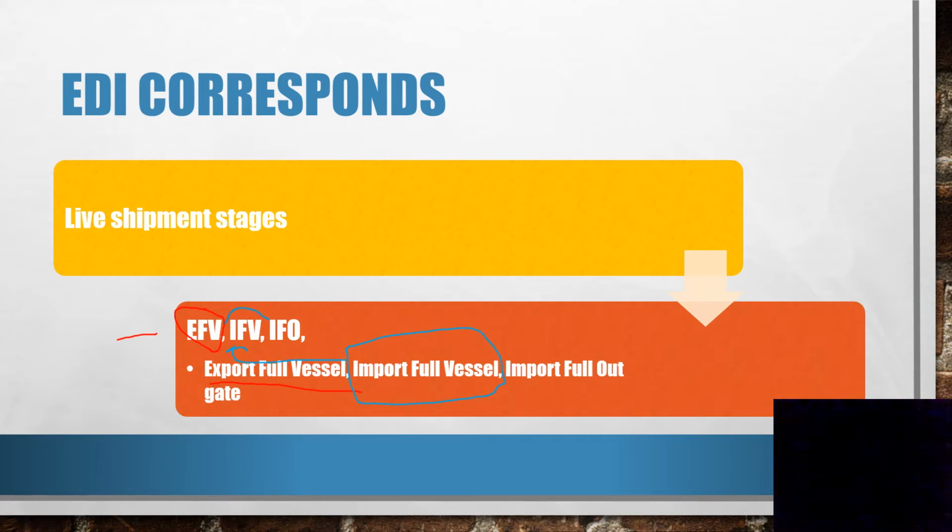Now this is a very important move because this means it's arriving to the American port, and the next interchange that will logically follow that is an offload full vessel transaction. That means it's been offloaded at the port, and this is very important because this triggers something.